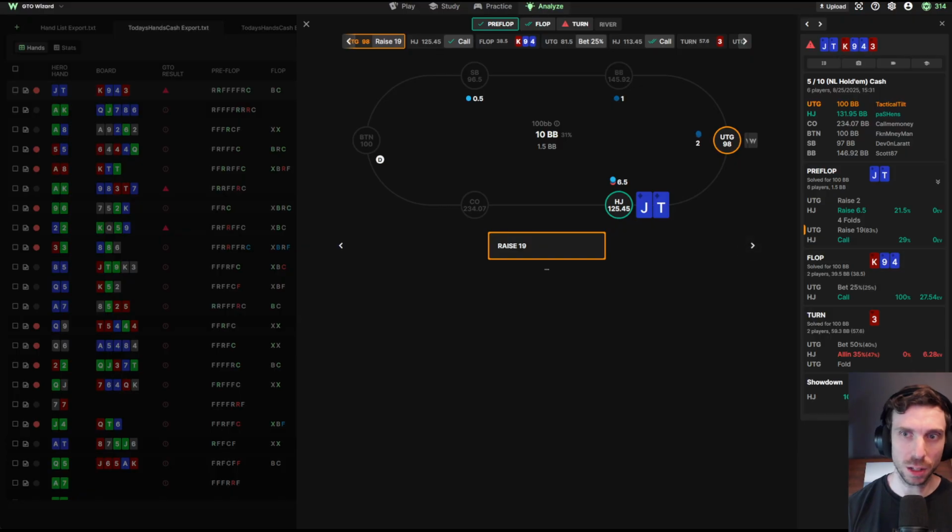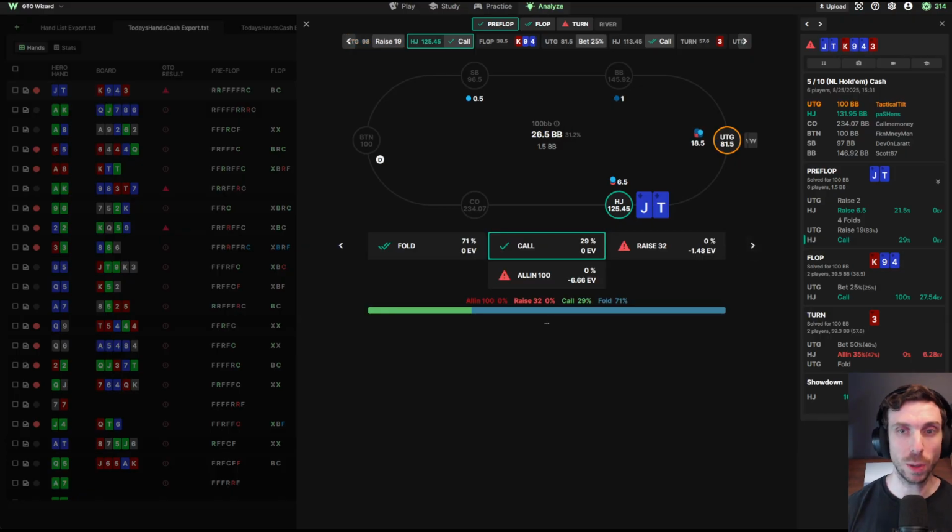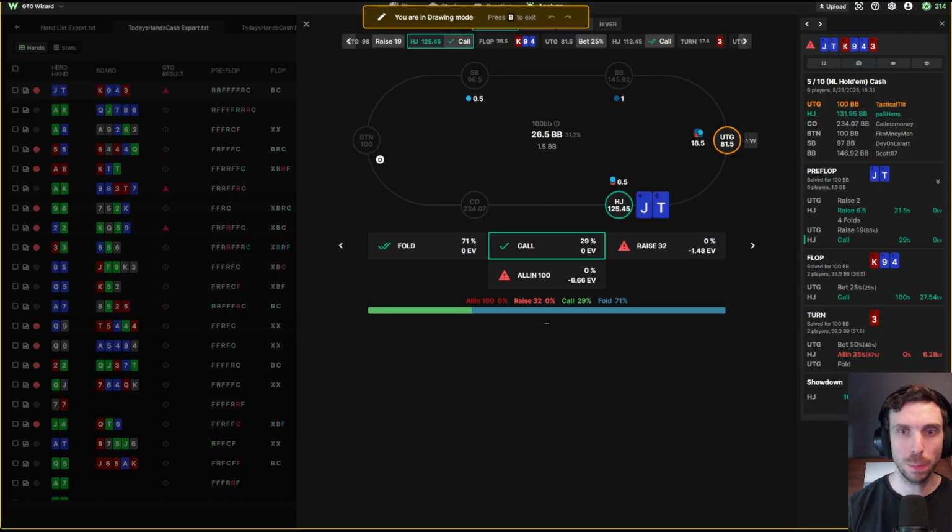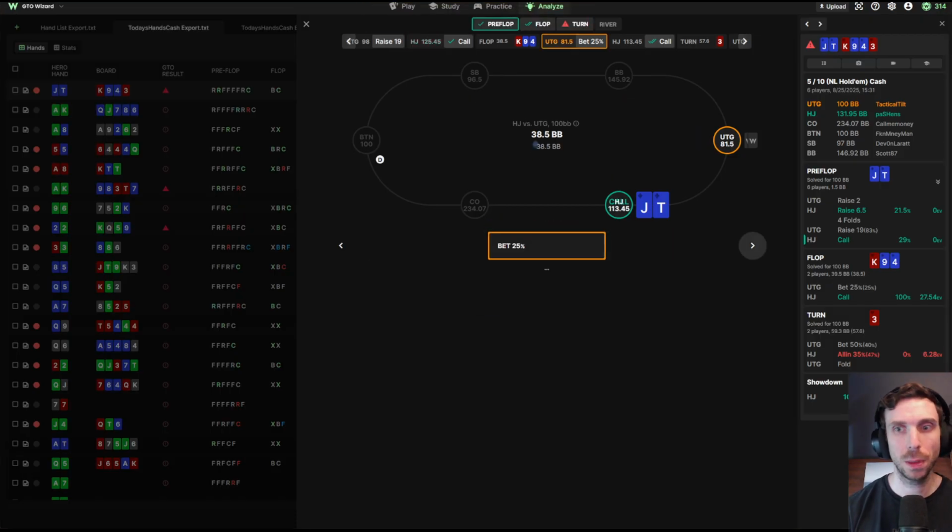Under the gun does something which I wasn't expecting, 4-betting. And at this point, we can choose between call and fold. So far, so good. Nothing too drastic that I wouldn't otherwise play, but I did call this time.